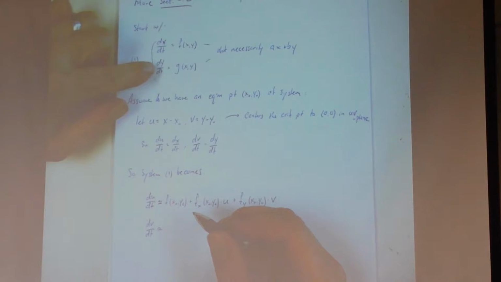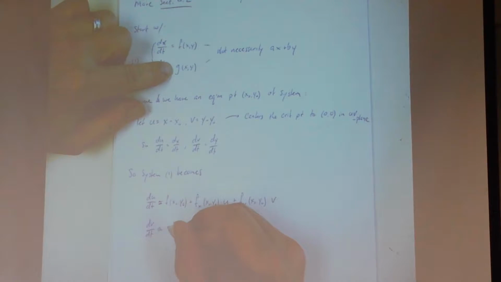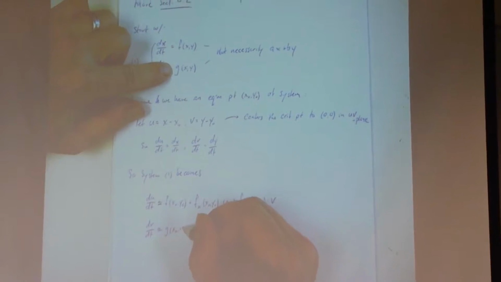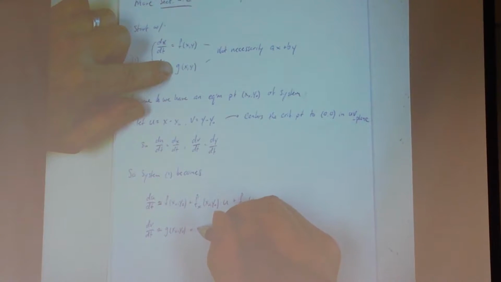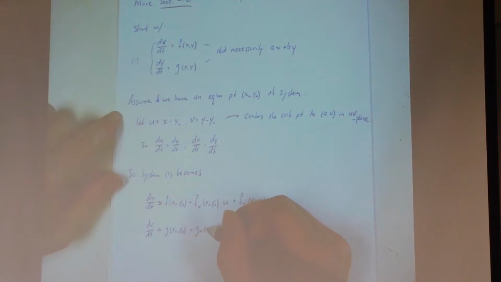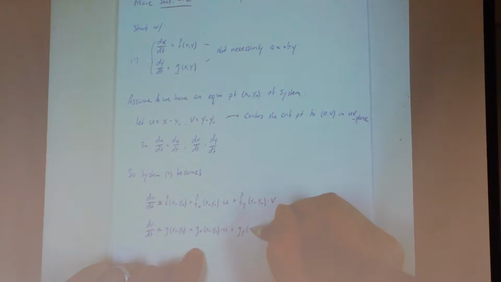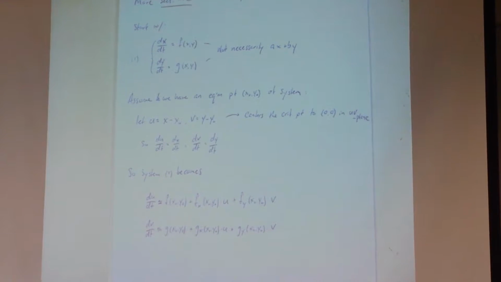And here we got, this is the function g now we're dealing with. So g evaluated at x naught, y naught plus the partial of it with respect to x at that critical point times u plus the partial with respect to y at that critical point times v. Okay.